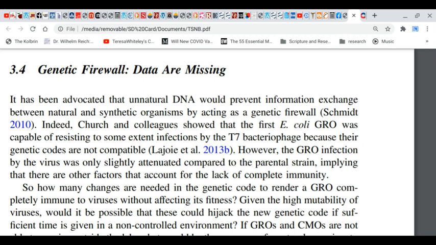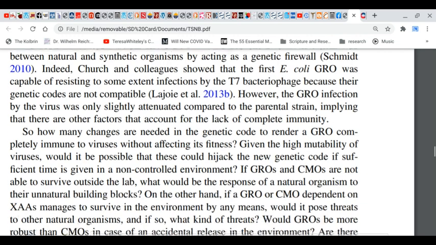So, how many changes are needed in the genetic code to render a GRO completely immune to viruses without affecting its fitness? Given the high mutability of viruses, would it be possible that these could hijack new genetic code if sufficient time is given in a non-controlled environment? If GROs and CMOs are not able to survive outside the lab, what would be the response of a natural organism to their unnatural building blocks?